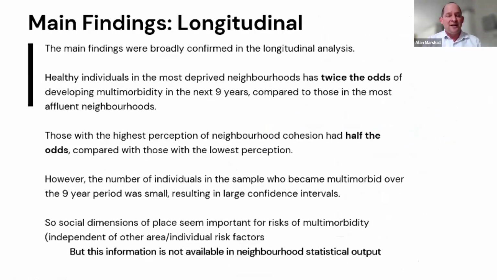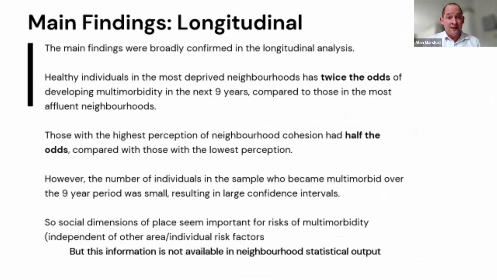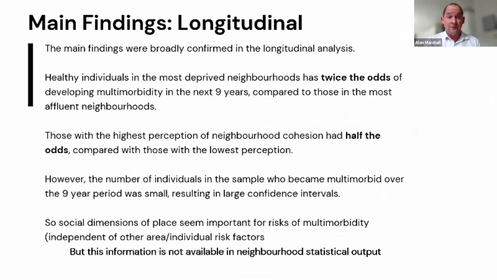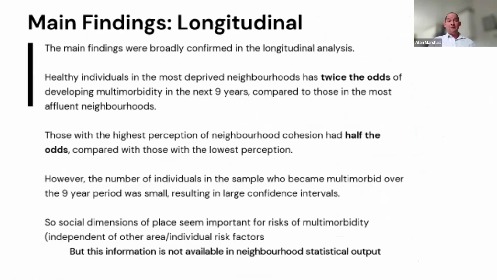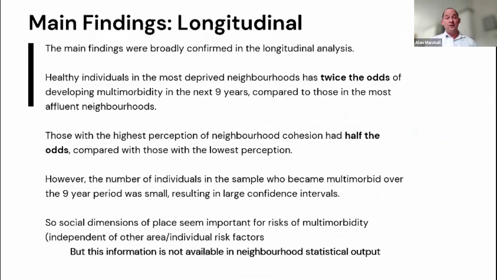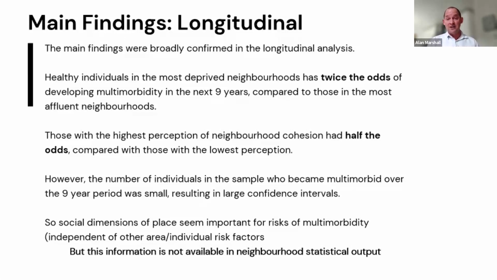So I mentioned that we were also going to do some longitudinal analysis, and I'll just summarise that briefly to say that the main findings were broadly confirmed. So we started off here with healthy individuals, and we looked at people who developed multimorbidity. We found that those in the most deprived neighbourhoods had twice the odds of developing multimorbidity. Those with the highest perceptions of neighbourhood cohesion had half the odds of going on to develop multimorbidity compared to those with the lowest perception of their neighbourhood.